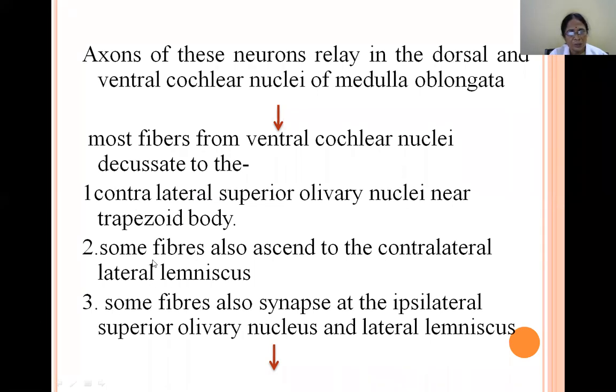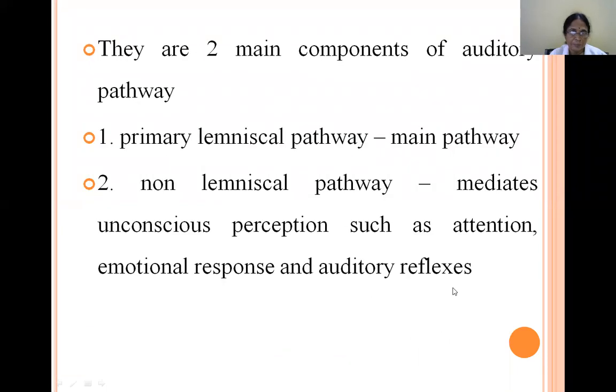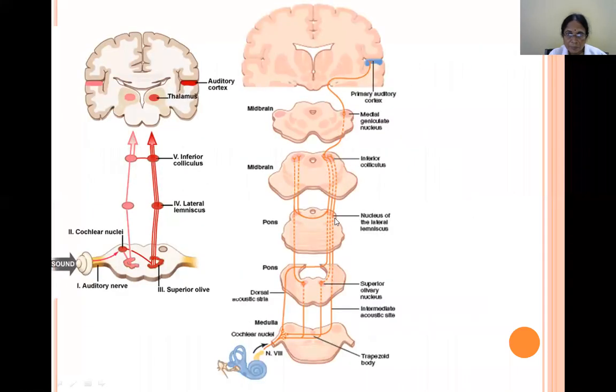And then some fibers also ascend to the contralateral lateral lemniscus. Some fibers go to the superior olivary nuclei in the pons, and fibers also ascend to the contralateral lateral lemniscus. Some fibers also synapse on the same side, ipsilateral, in the superior olivary nucleus and the lateral lemniscus. So some fibers are going to the opposite side and some fibers are going on the same side, in the superior olivary nucleus in the pons.